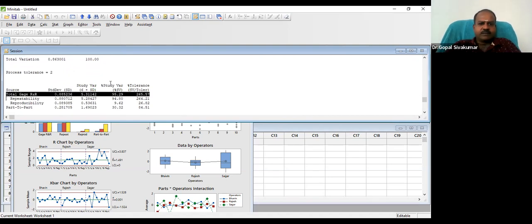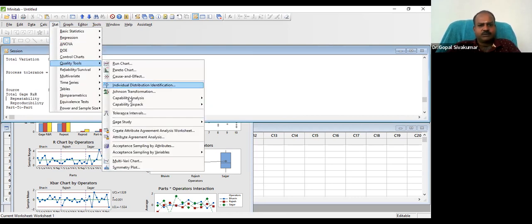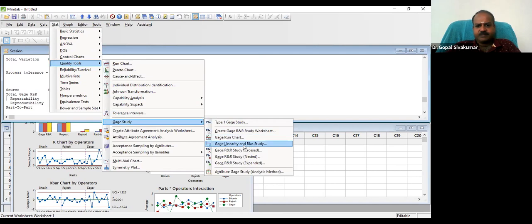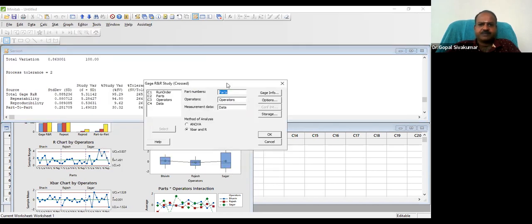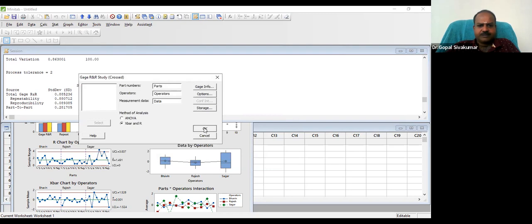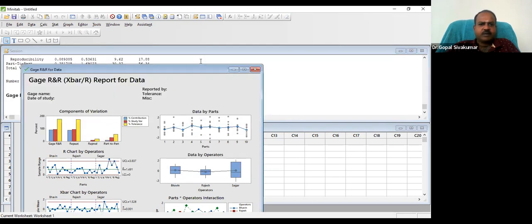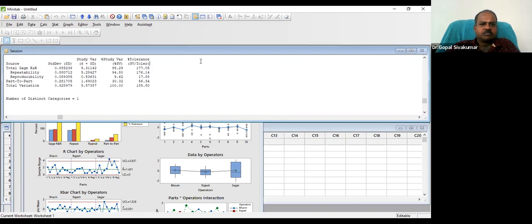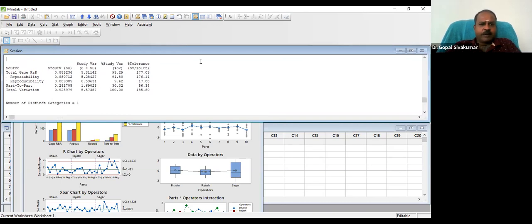With respect to study variation, it has come down. With respect to the tolerance, why has it increased? Let's do it once again. Stat, Quality Tools, Gage Study, Gage R&R Crossed. Option. I'm further increasing it. Okay, so it is reduced only by a small margin.